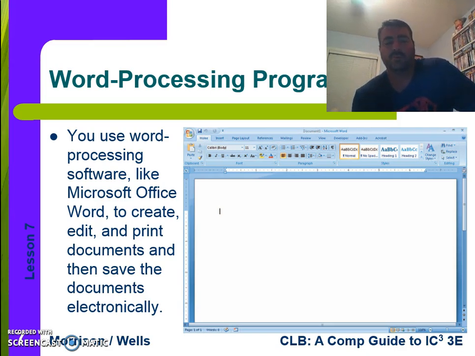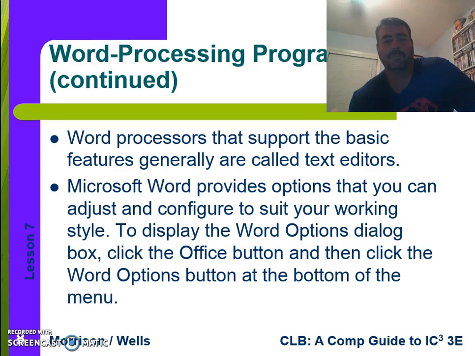So let's take a look at word processing. Word processing programs: the main one we're going to look at, obviously, is Microsoft Office Word. It's used to edit, create, and print documents, and then save the documents electronically. From there we turn around and send them via email. We're able to save them and transfer them without having to print paper. That's the cool thing about keeping things electronic.